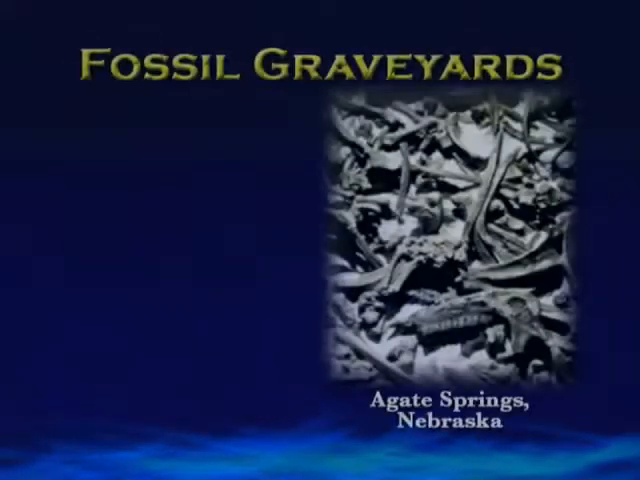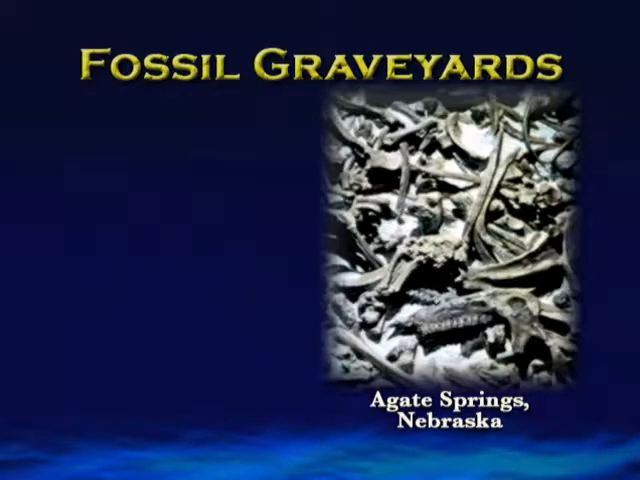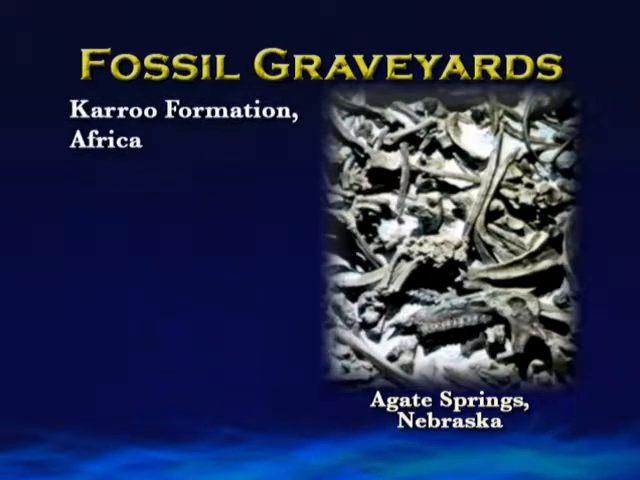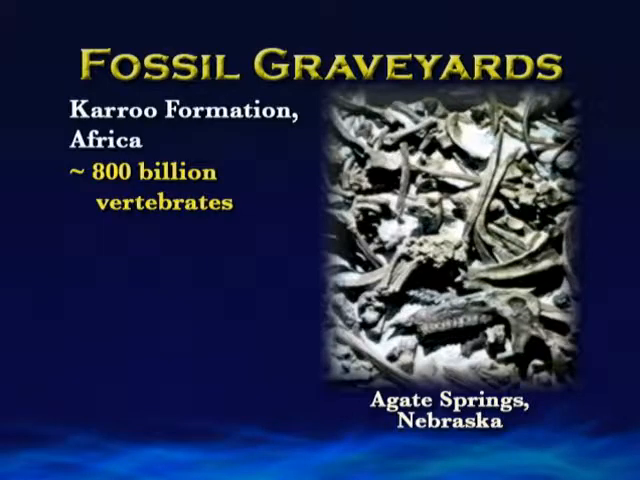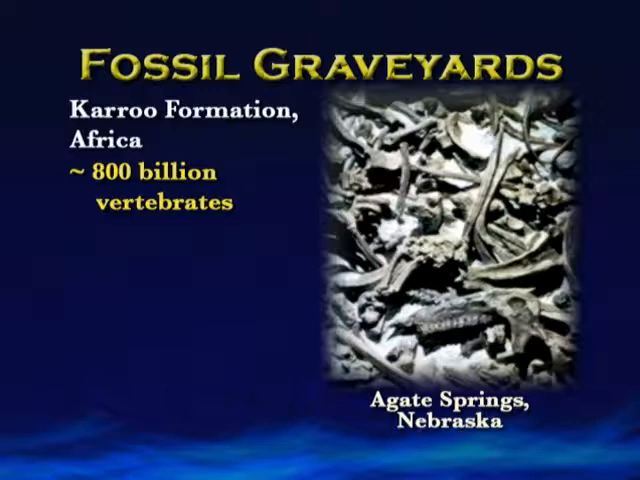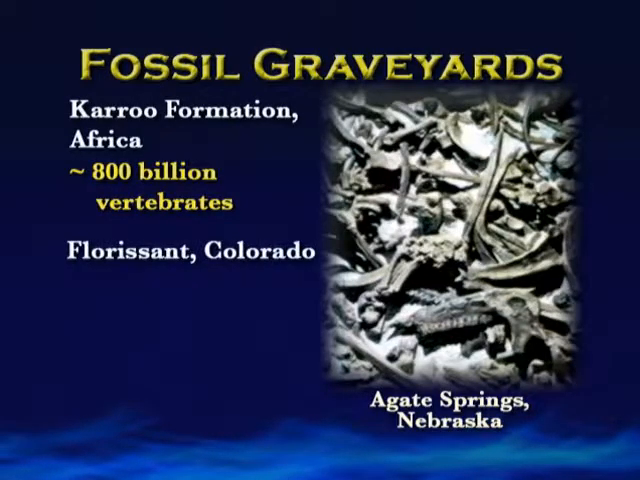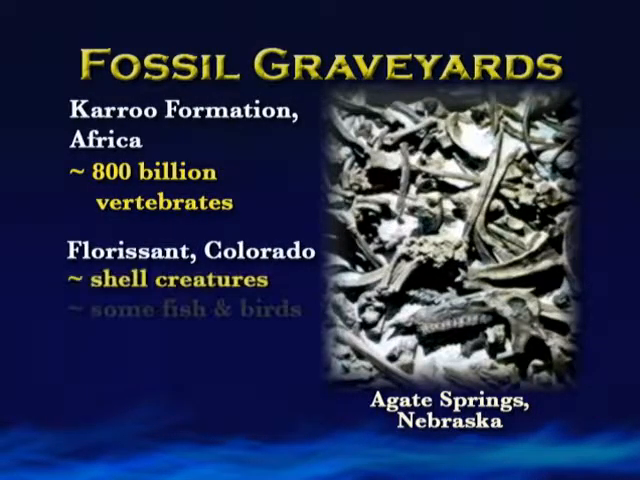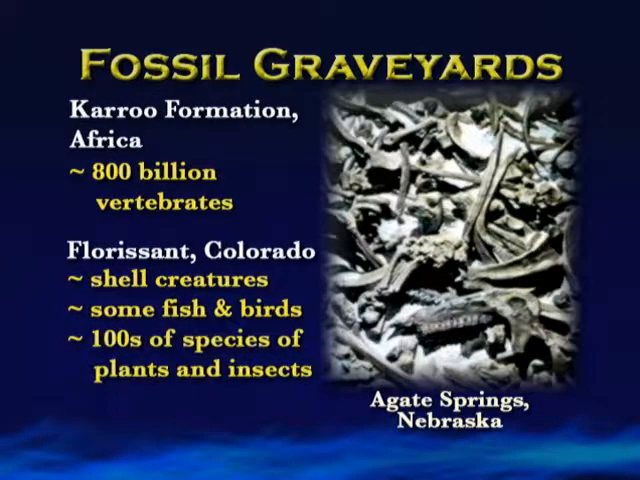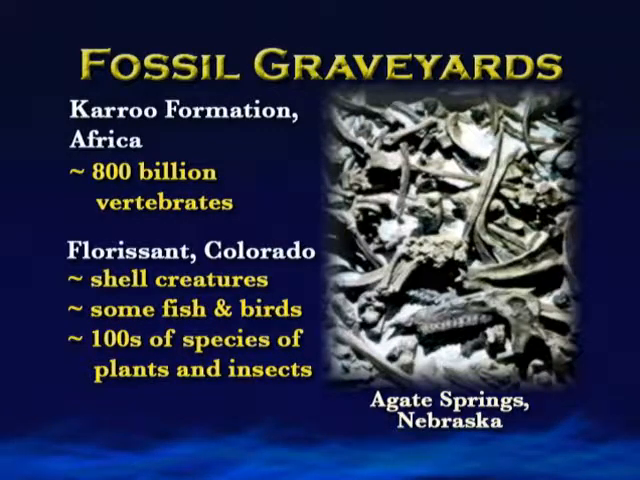We also see evidence of fossil graveyards. For example, the Karoo Formation in Africa, where 800 billion vertebrates estimated are buried together, all messed up. This is not where they lived. This is where they were buried. Or consider the formation in Florissant, Colorado. Shell creatures, some fish and birds, and hundreds of species of plants and insects are all buried together in one location. They didn't all live together when they were alive, but they're buried together.